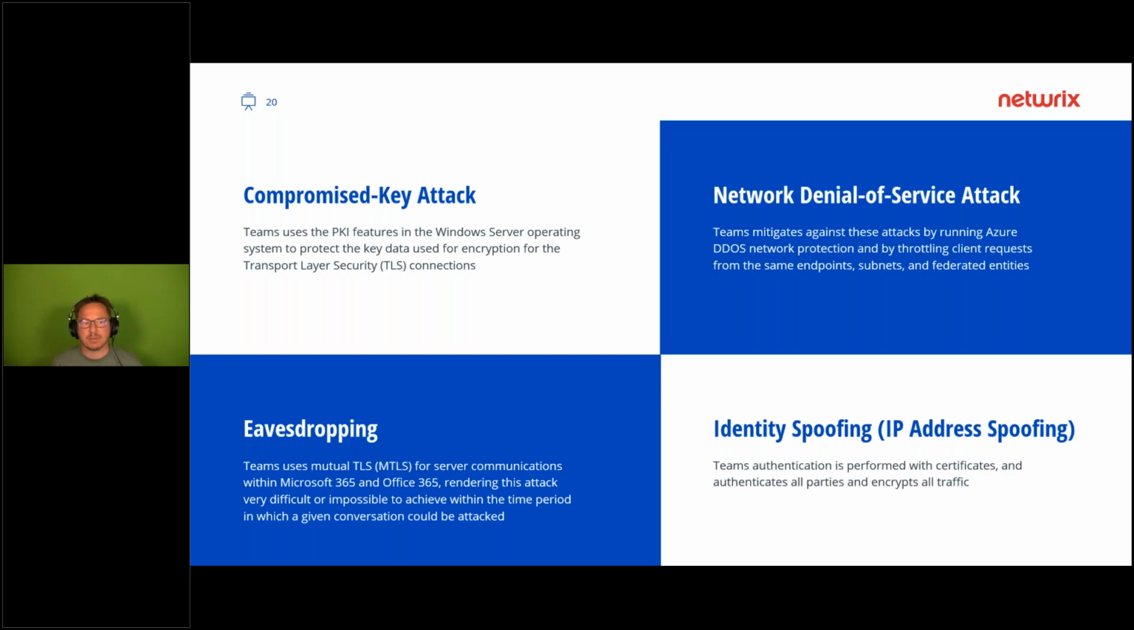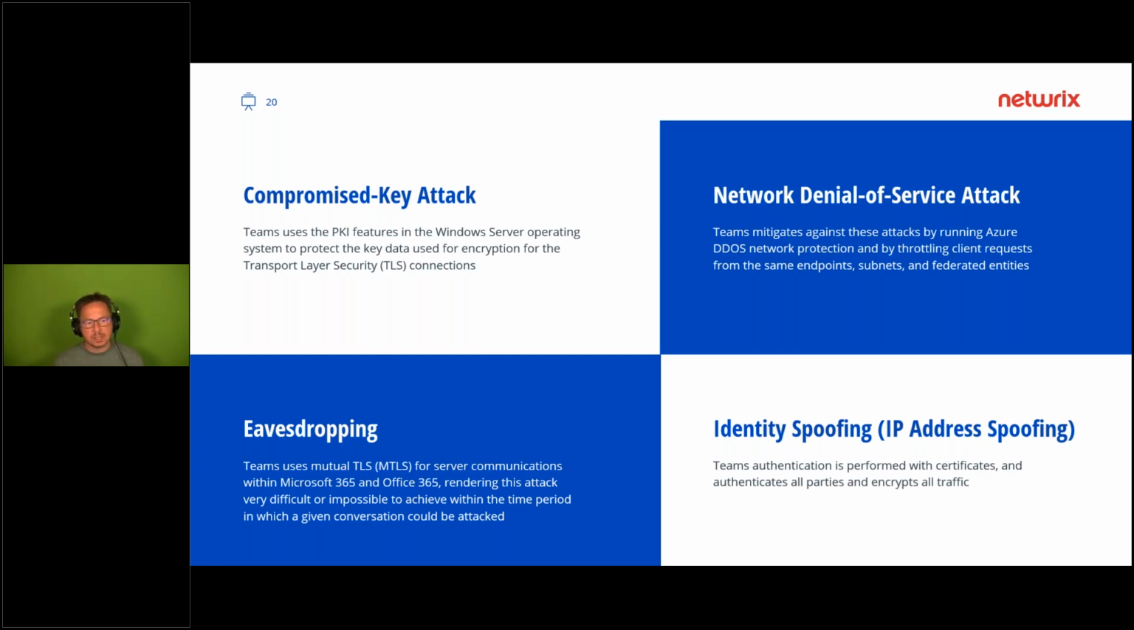So they protect from things like compromised key attacks. Teams uses PKI features to handle some of the transport layer communication. There's network denial of service attacks, so Teams mitigates against those by utilizing the Azure denial of service network protections that are there. It will also throttle clients depending on what's going on. If you're trying to do something major, Azure in general and Azure AD will throttle requests depending on what you're trying to do. So if you're trying to do a bunch of manic PowerShell, the odds are you'll get throttled at some point.